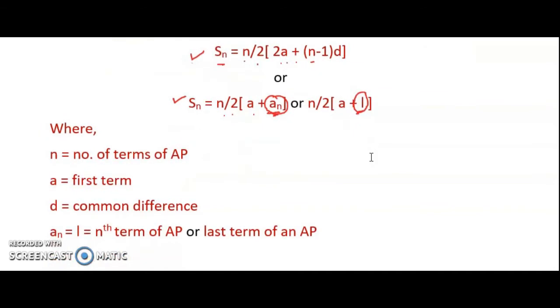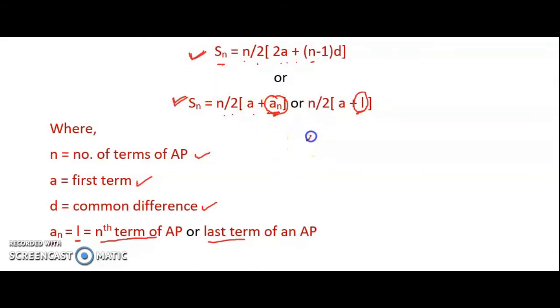Here in this formula, n is the number of terms of an AP, a is the first term, d is the common difference, and an, that is the nth term of an AP, or you can say l, that is the last term of an AP. So here we have two formulas, and we will see in some examples where we can use the first formula and where we can use the second formula.